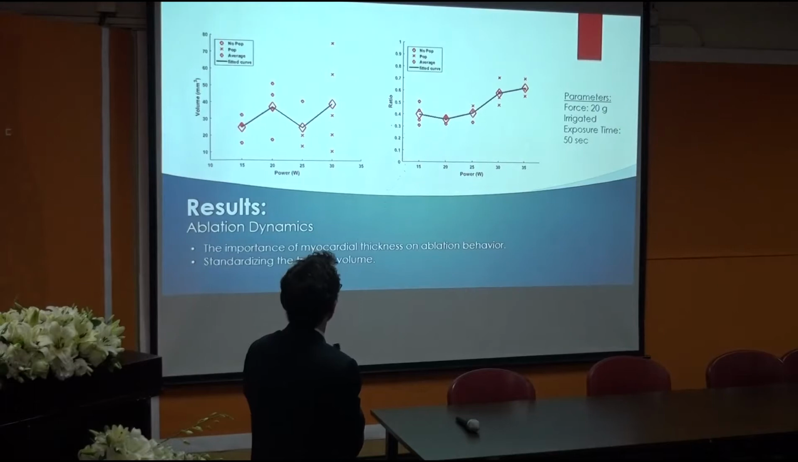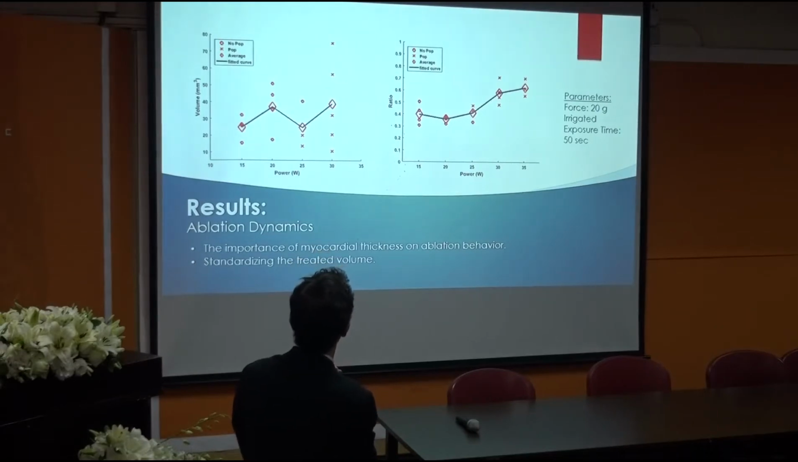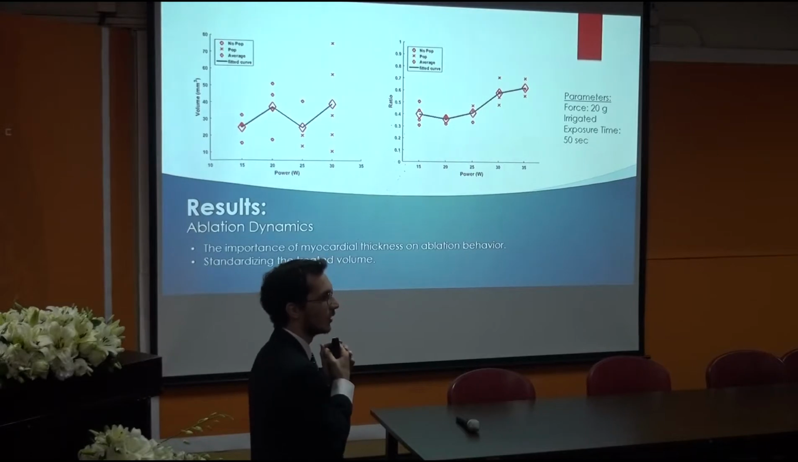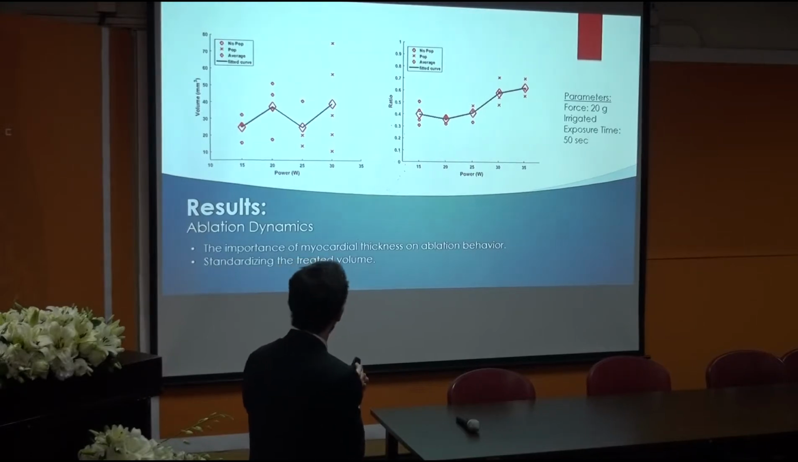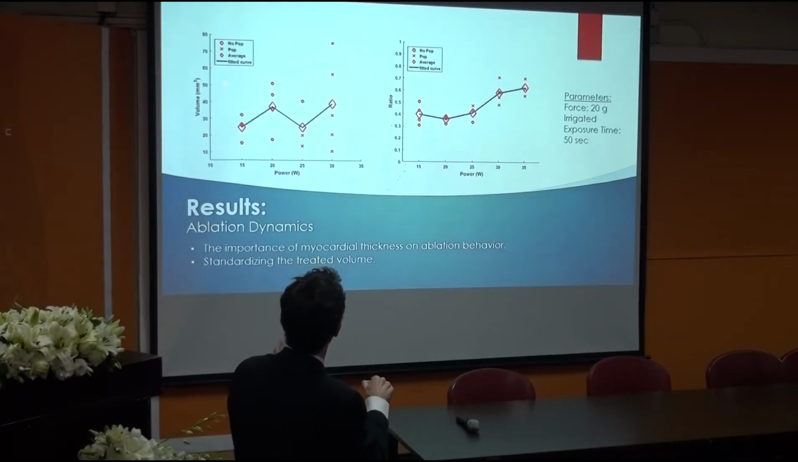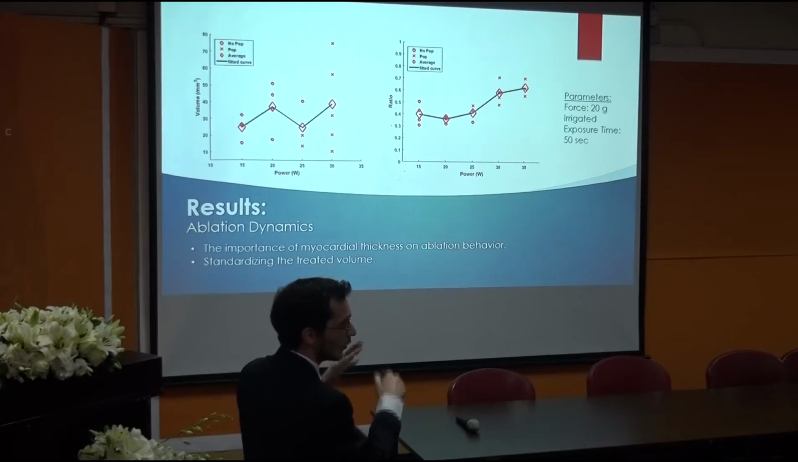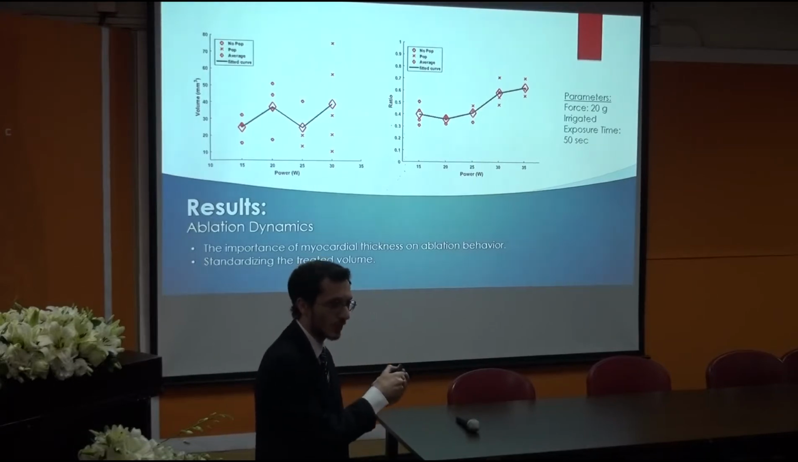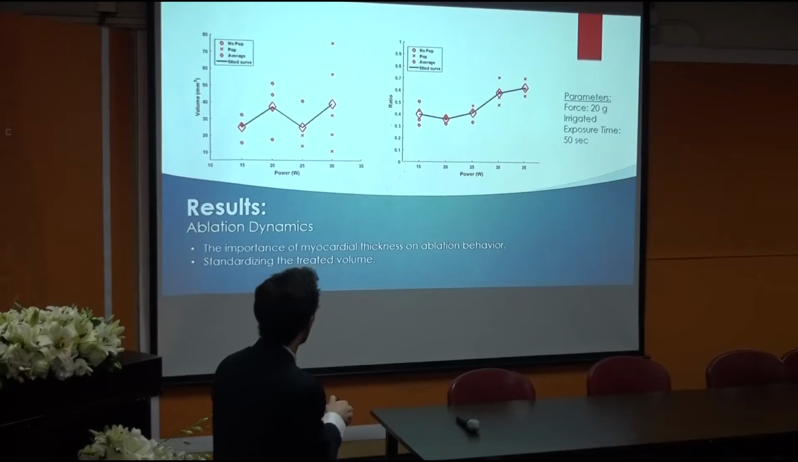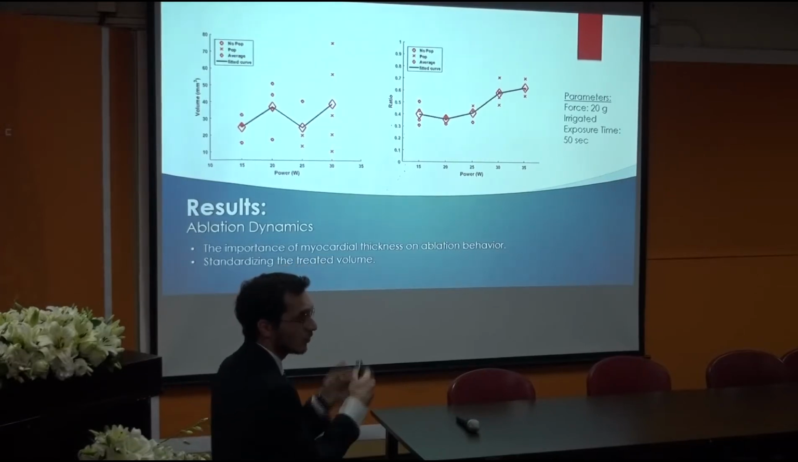So the first result that we established is we wanted to understand the dynamics, what was happening here. So what we did is we plotted the volume versus power, the volume of the ablated tissue versus the power, and what we realized is that we had a lot of differences and it was varying a lot. So we tried to understand why.